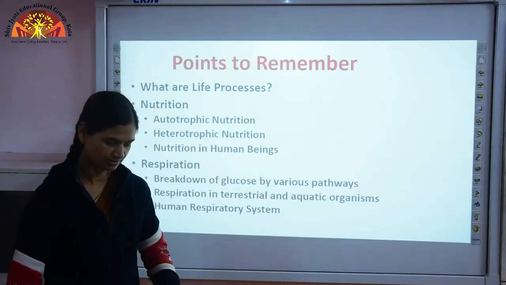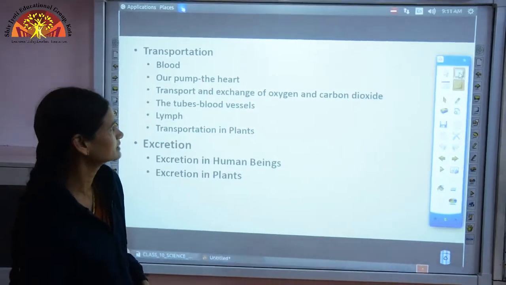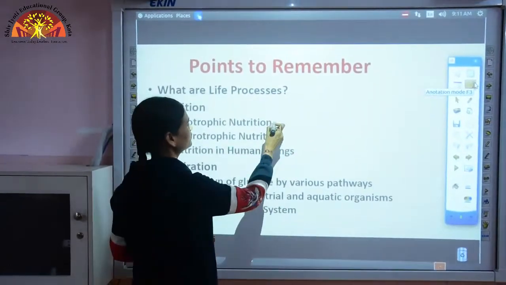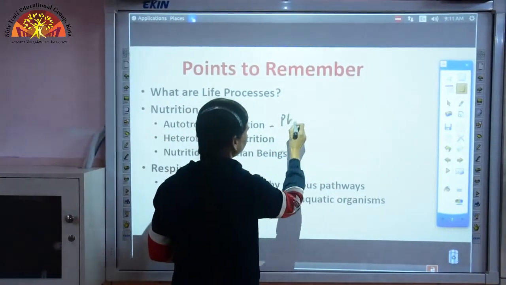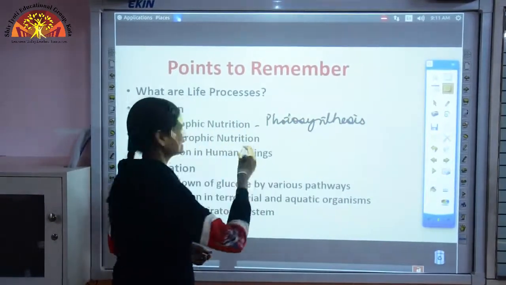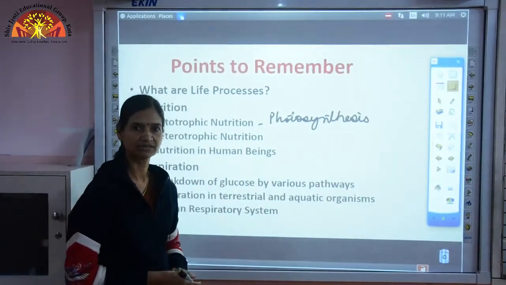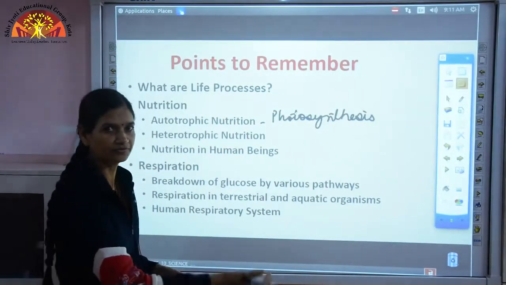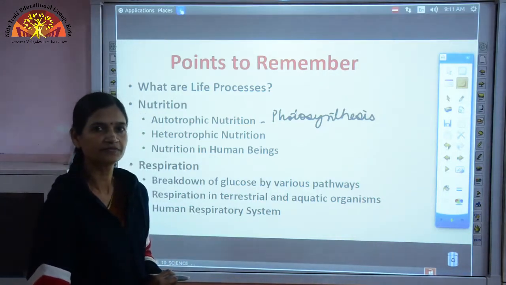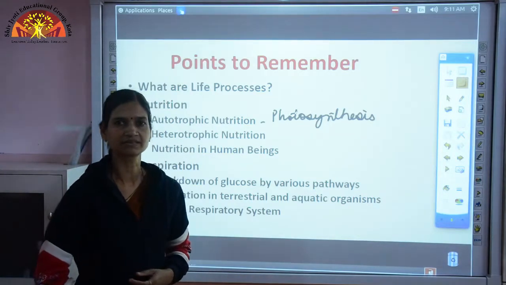Autotrophic nutrition is shown by the green plants. When we talk about green plants, the green plants are able to prepare their own food by the process of photosynthesis. So, photosynthesis is the process by which green plants can prepare their own food, and the raw materials required for it are carbon dioxide, water, sunlight and chlorophyll. Chlorophyll is present in the leaves. Okay. Then heterotrophic nutrition. Heterotrophic nutrition mainly is of different types like saprophytic, parasitic and holozoic nutrition.